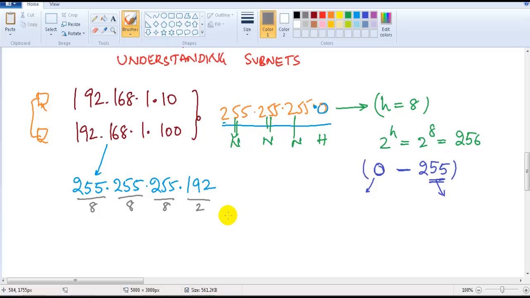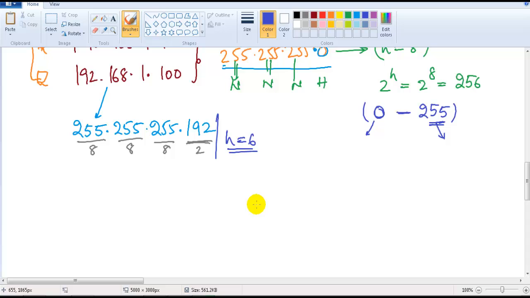In that example, just go in reverse. How many host bits are there? There are 2 network bits here, which means 6 host bits. So 6 host bits means what is the size of the network? 2 to the power of h, which is 2 to the power of 6. The size of the network is 64. Here it is 256, here it is 64.